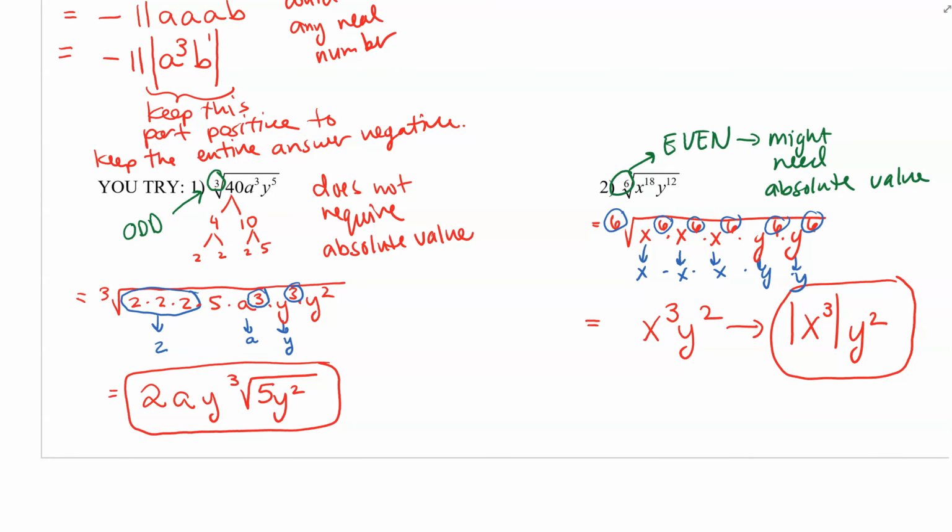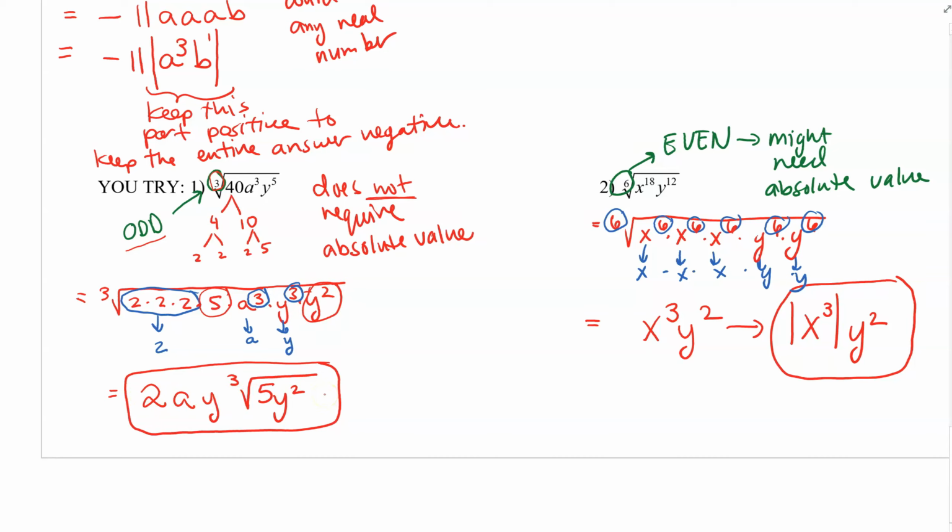Welcome back. So for the first you try, you might notice that the index was odd, which means this problem does not require absolute value. So you just solve it like a normal simplifying radical. Split up the 40 into 2, 2, 2, and 5. So I had 3 2s and a 5. Break up y to the 5th into y to the 3rd and y squared, because 3 plus 2 adds to 5. And then we see we have 3 perfect cube roots of 2, a, and y, so we can bring those out. And then we had a 5 and a y squared remaining under the cube root. So we multiply all of that together.